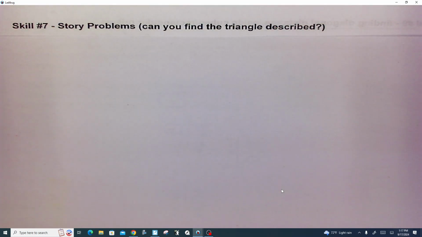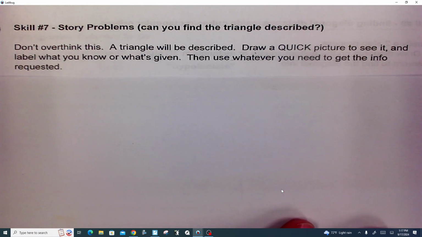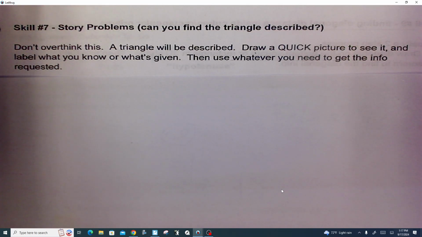So the key to these story problems is, can you find the triangle described? Okay? So don't overthink it. A triangle will be described. Maybe they even give you a diagram where you see the triangle. It's got to be one or the other. It's the only way that it works.